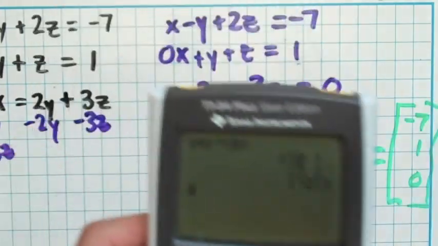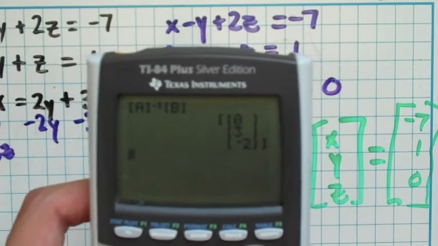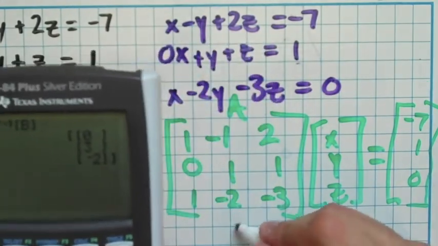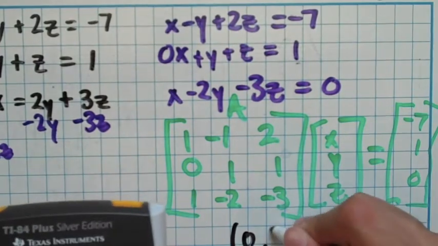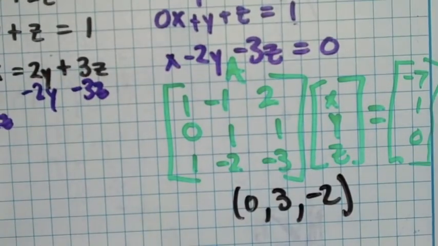So my answer is x equals 0, y equals 3, and z equals -2, which you can write as an ordered triple if you like: 0, 3, -2. Long process at first, seems kind of complicated, but really not bad. It's just a matter of button pushing once you get used to it. But it's a handy way to solve a system.